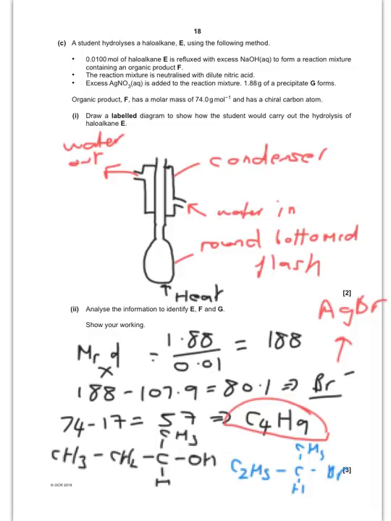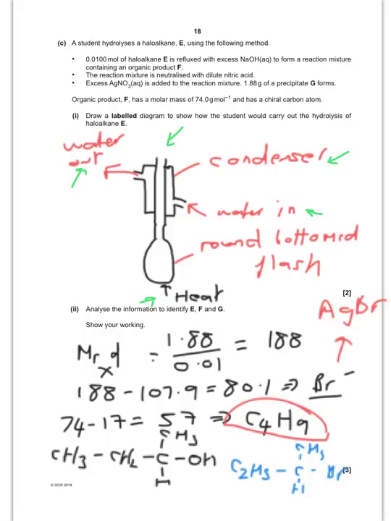So you now need to do a quick diagram. It doesn't have to be fabulous, but you've got to have the main things. You've got to show that you are heating the container up. You've got a round bottom flask. You've got your condenser and you've got water going in the bottom and water coming out the top. And please do not seal it at the top. It's got to be open because otherwise it will explode.